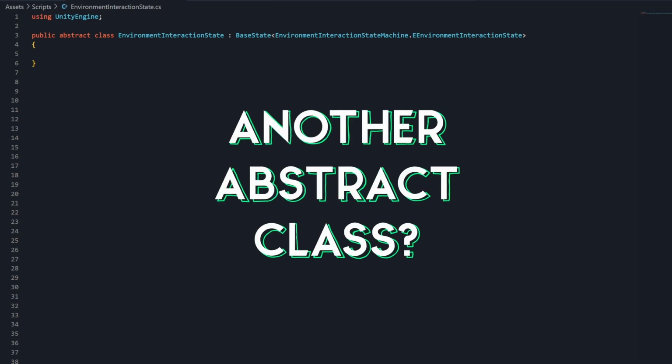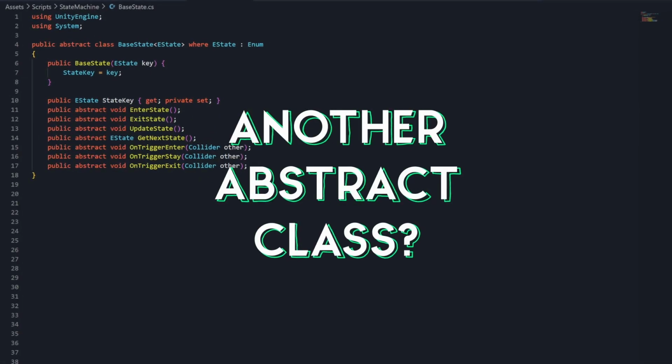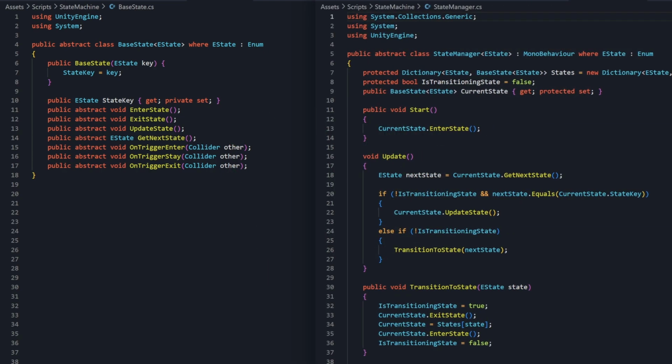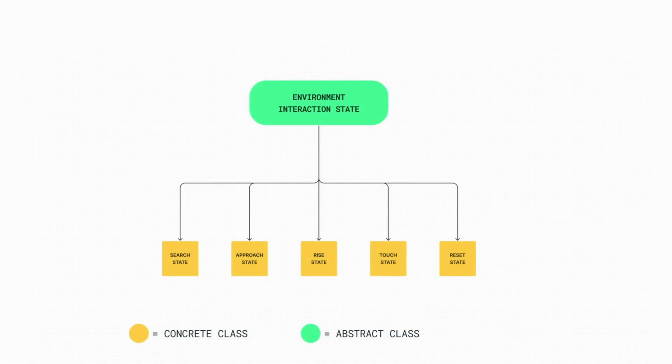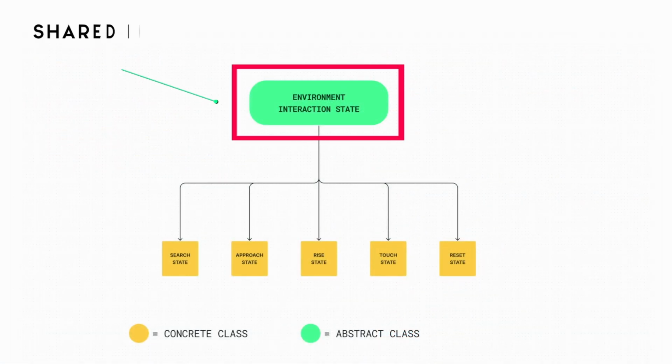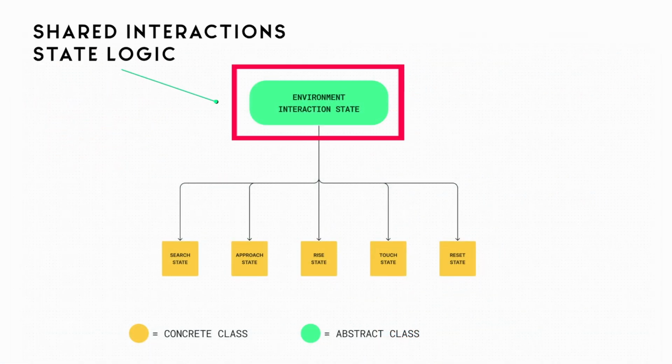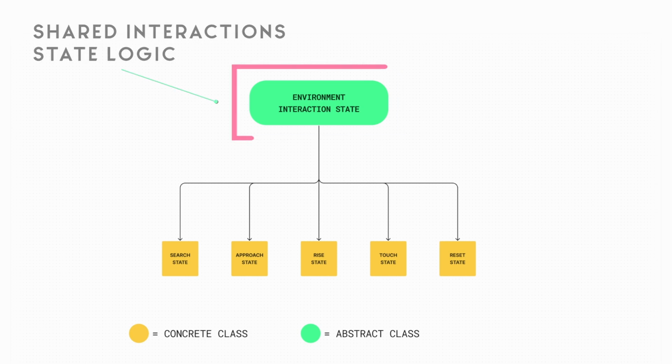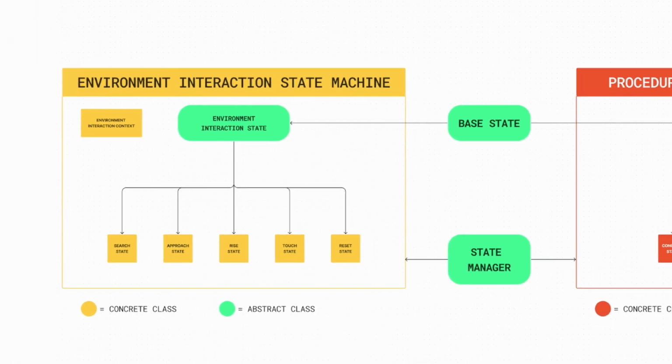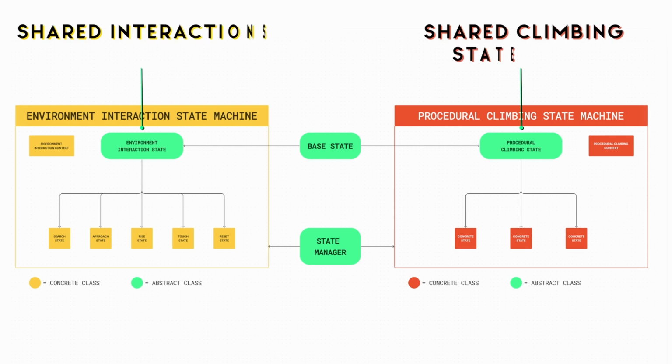You may be wondering why this class exists when we already have the base state class. We've designed base state and State Manager to be modular and reusable. This intermediary abstract class allows us to define methods and properties that can be used across all of the 5 states. But wouldn't make sense in states from another state machine that also inherit from base state.